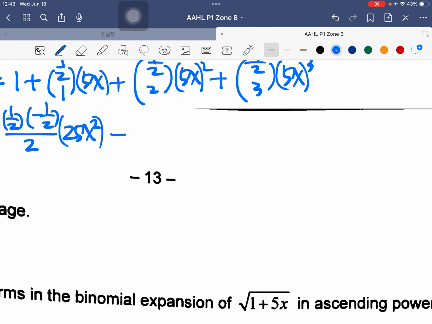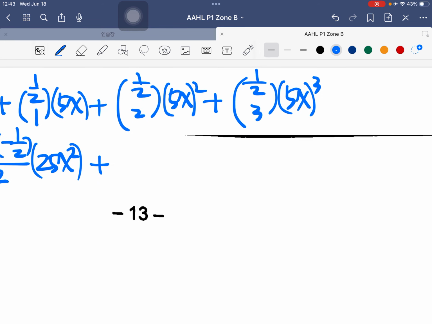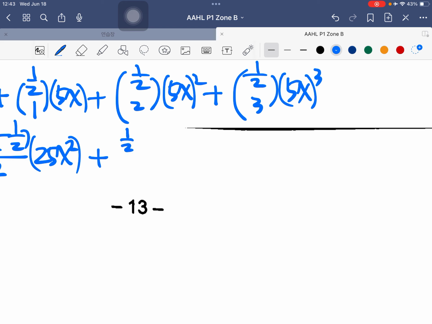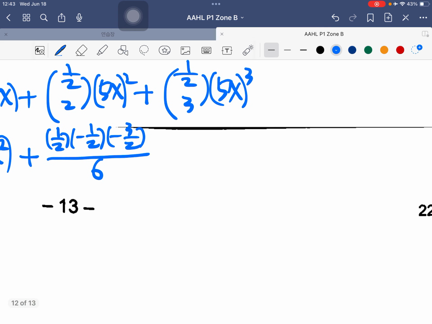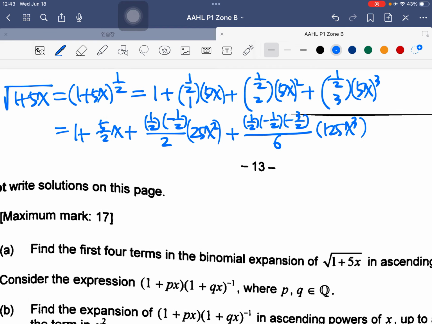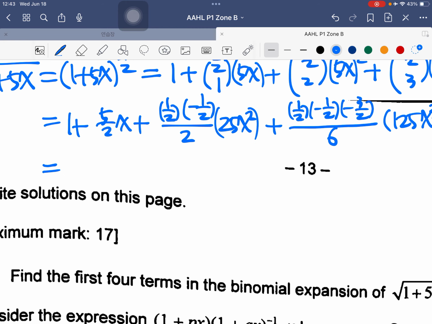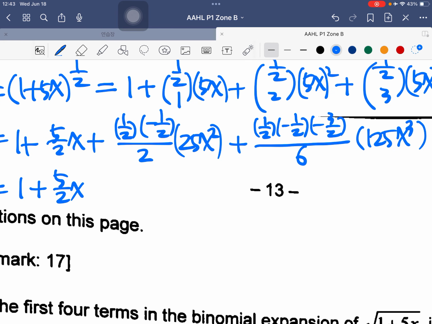Okay, plus 1 over 2 combination 3: 1 over 2 times minus 1 over 2 times minus 3 over 2, over 3 factorial, which is 6. 5x cubed is 5 cubed, 125 x cubed. Okay, simplifying this, we got 1 plus 5 over 2 x. Check for the sign first.